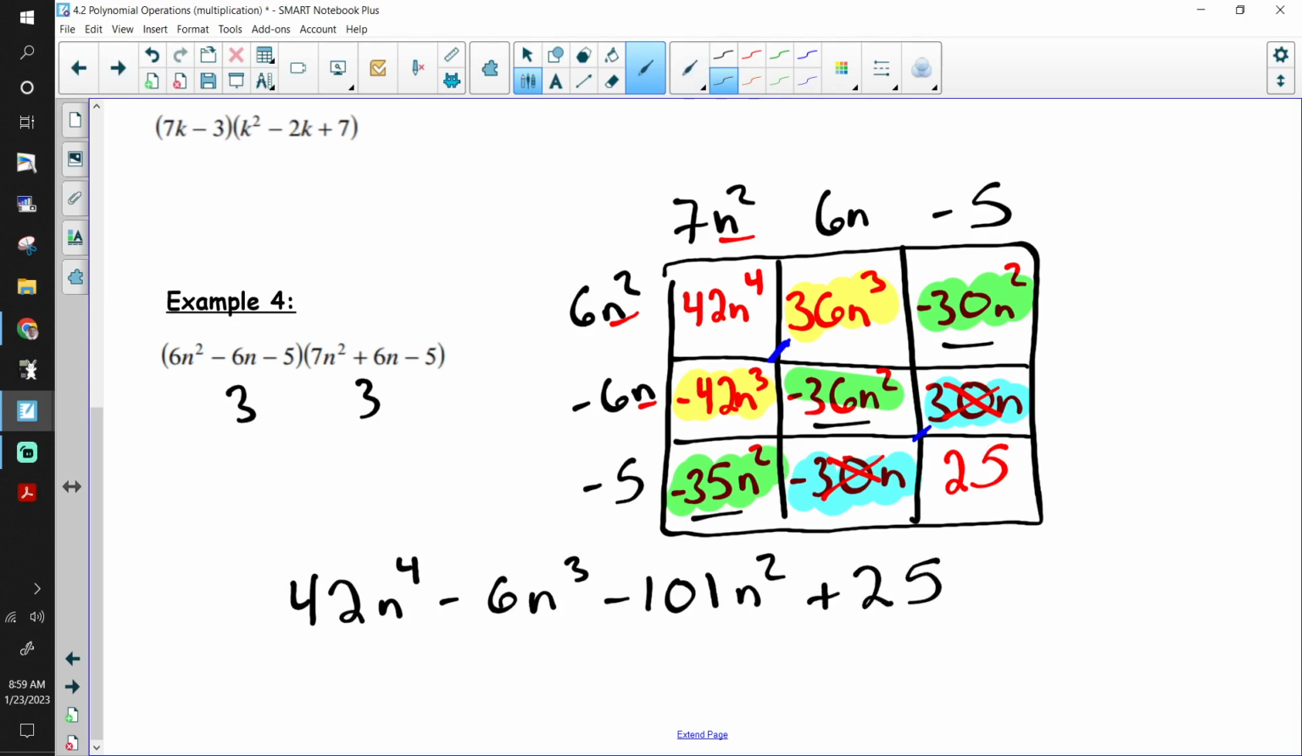Okay, this is how we multiply polynomials. Okay, box method, make sure you're careful about your variables. Your variables a lot of times change when you're multiplying.